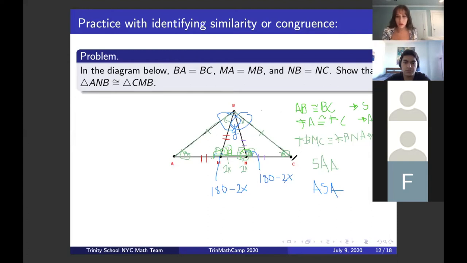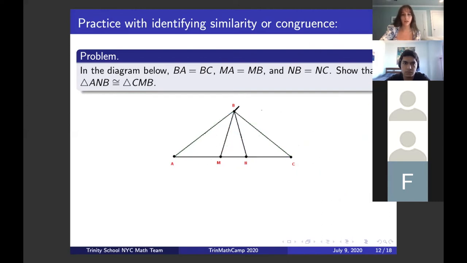We could have also known another side, but we would want to make sure that it wasn't this side. It can't be ASS. It would have to be this side. If we wanted to do it that way, we could have just said basically that this triangle equals, I'm going to clear all my annotations again, this triangle is the same as this triangle because they had the same angles here and here, and the side was the same. So by ASA, they're the same, which means these two are the same. These are all the same.